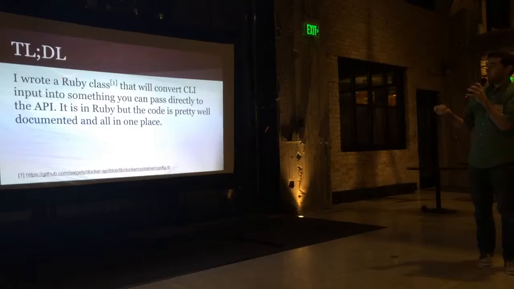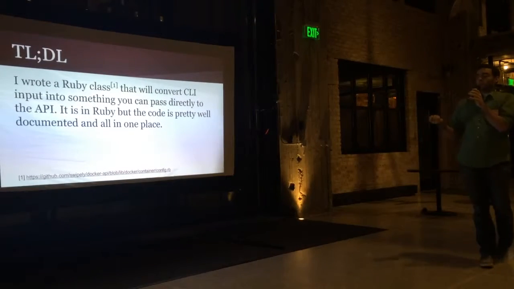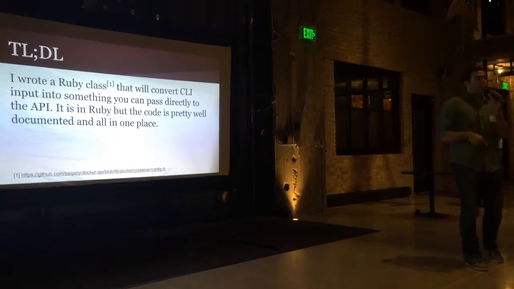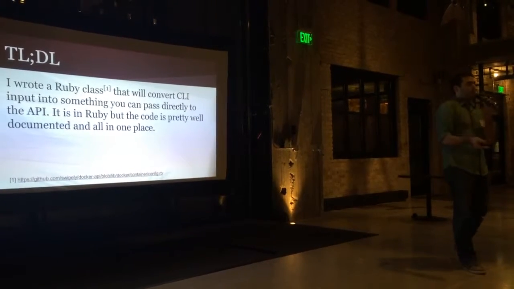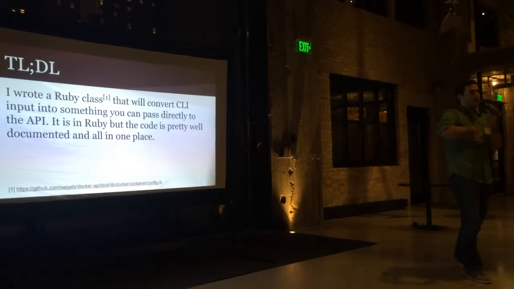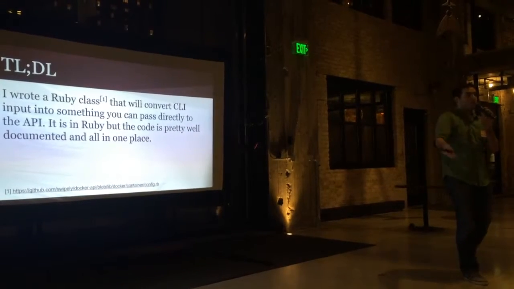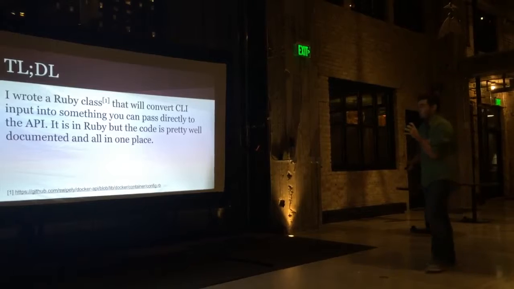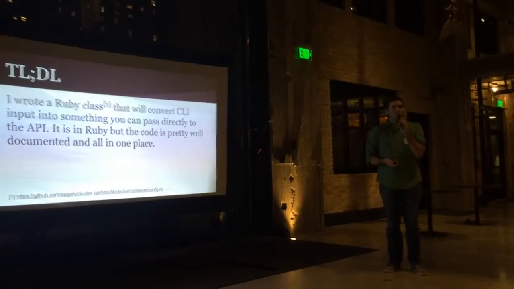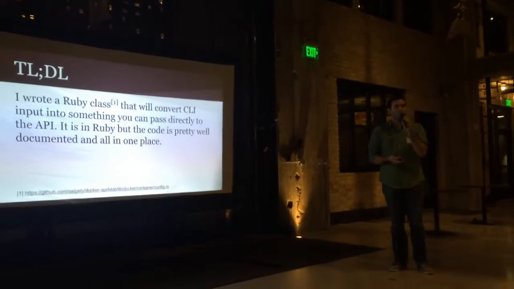Basically, the TL;DR, too long didn't listen: I wrote a Ruby class that will convert CLI input into API input. You can take a CLI string, pop it in this class, and it will create an object that you can pass directly into the API. And it's a lot nicer than the Docker Go stuff because it's all in one place.